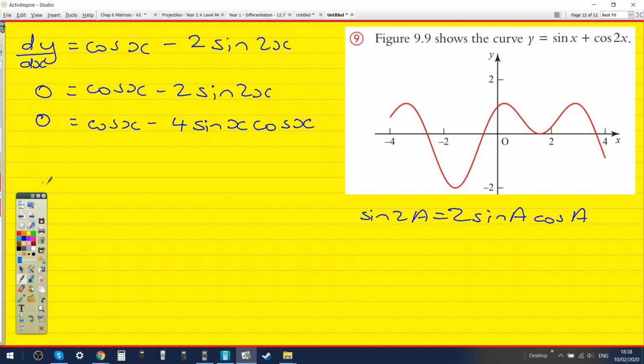There's still the sine in there, so would you divide everything by... Oh, I don't know, because then we'd get tan. Would you divide by cos? Yeah, that'll work.